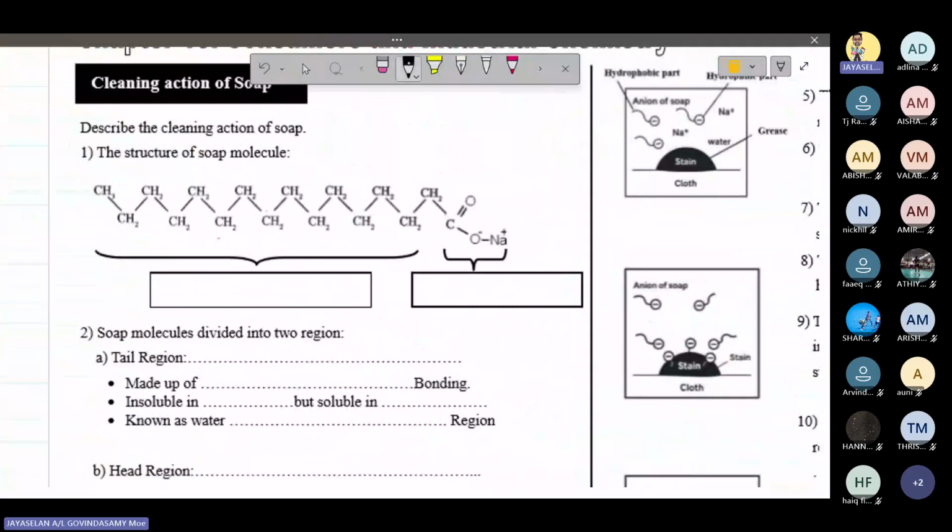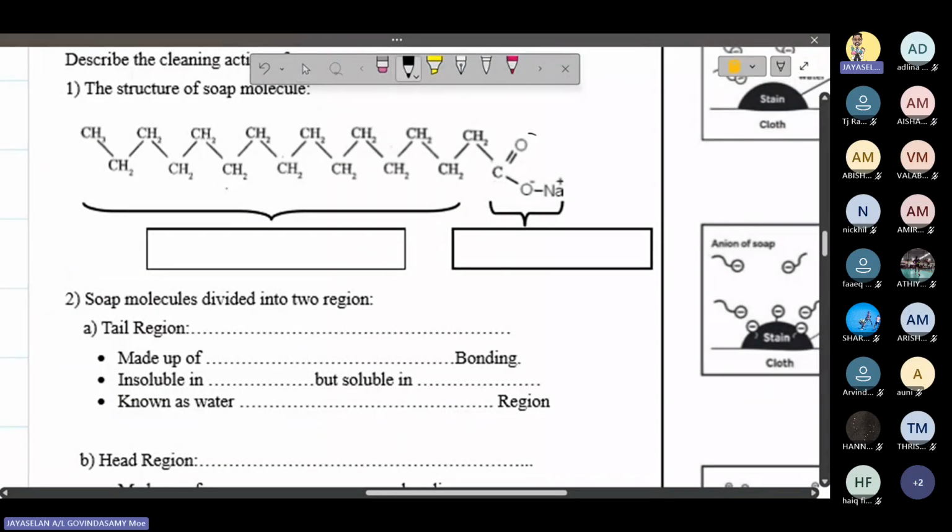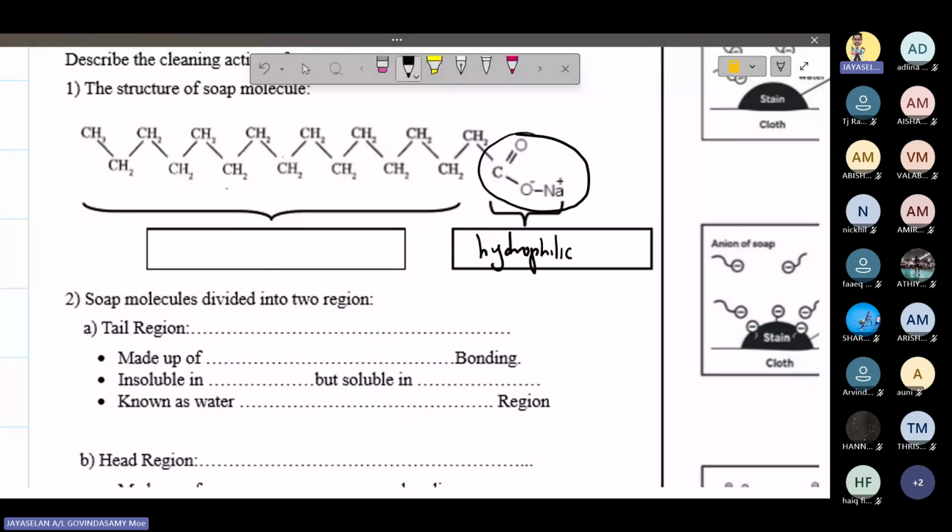First point. This is the head. The head is known as what? Y'all put hydrophilic region. Okay, this is the tail, right? The tail, y'all put what?